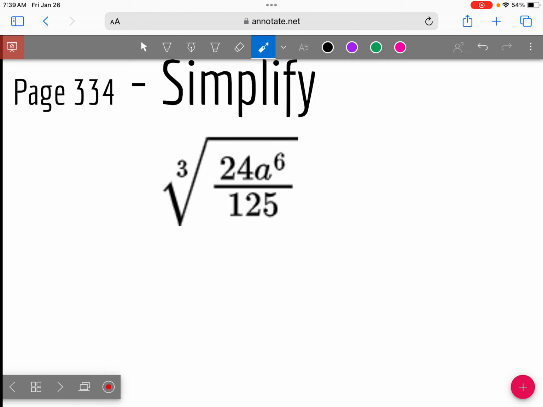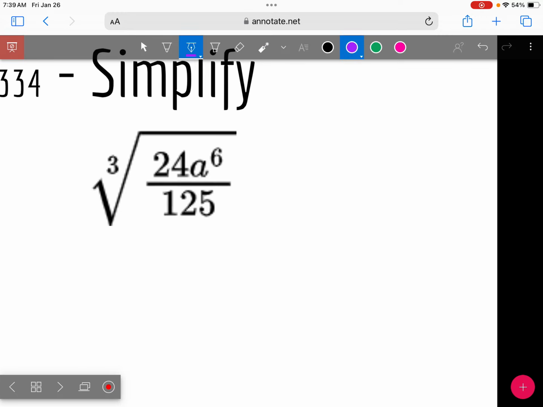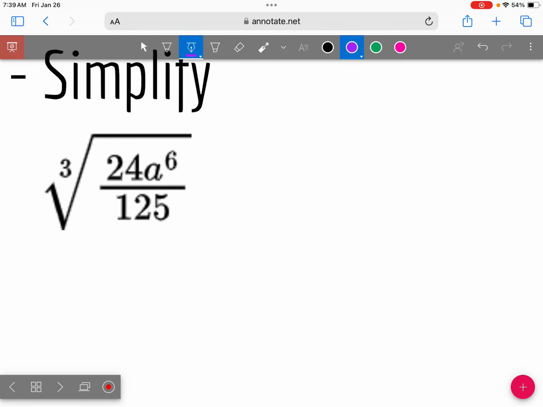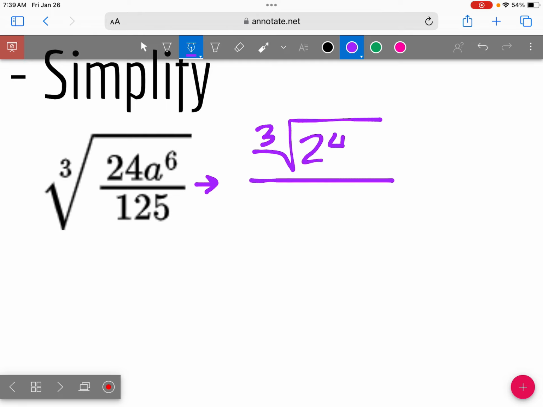All right, so our next run, we've got a cube root, and this one's a fraction this time. So we're going to use that quotient rule we wrote at the beginning, where if I have one fraction, we can split it apart into two pieces. I can do the cube root of the numerator, 24a to the 6th, and I can do the cube root of my denominator, 125.